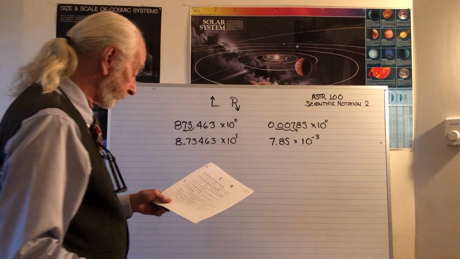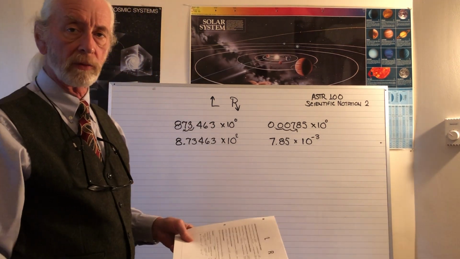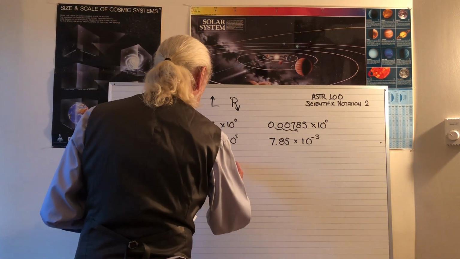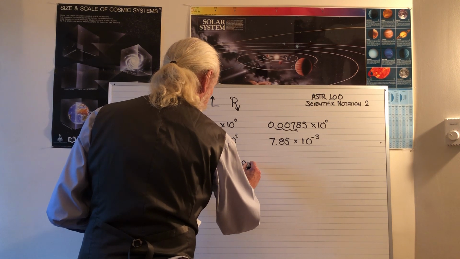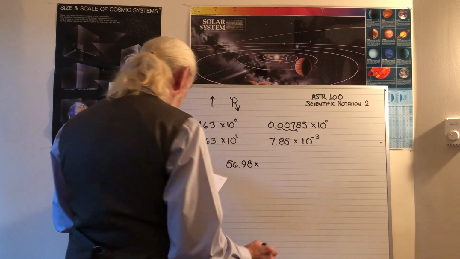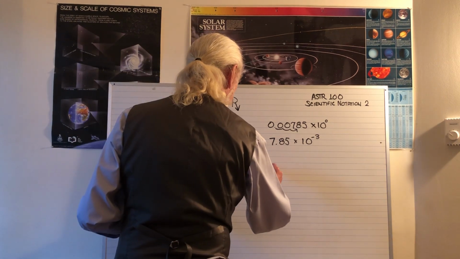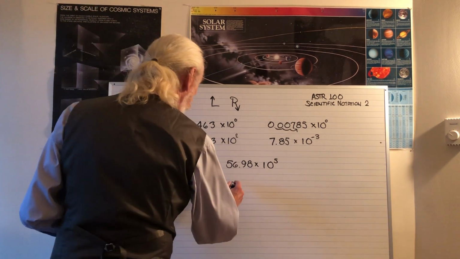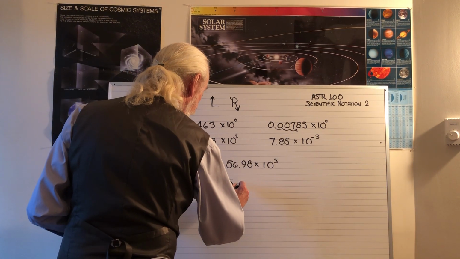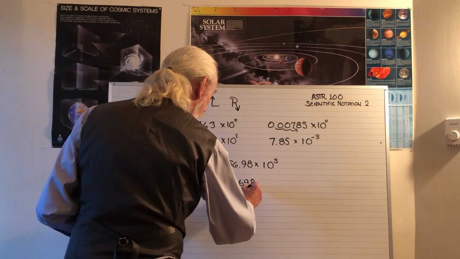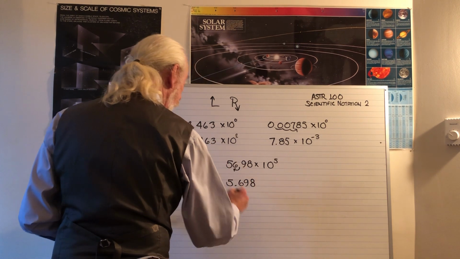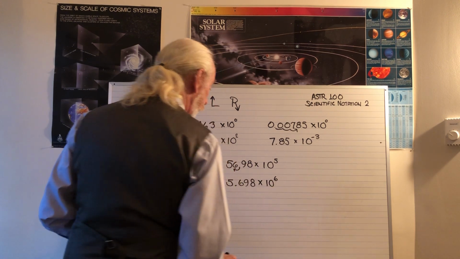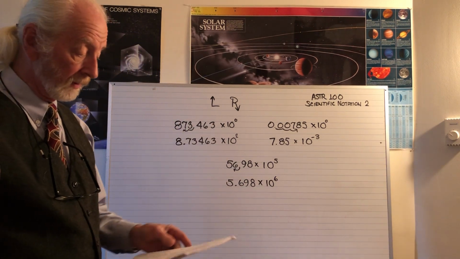Third example. This is something fairly typical as you're working through a problem. You wind up with an answer that reads like this, 56.98 times 10 to the 5th. Now I want my coefficient to read like so, 5.698, and I went one place to the left. That means my exponent is going to go up one place. That's going to make it 10 to the 6th. It's as simple as that.